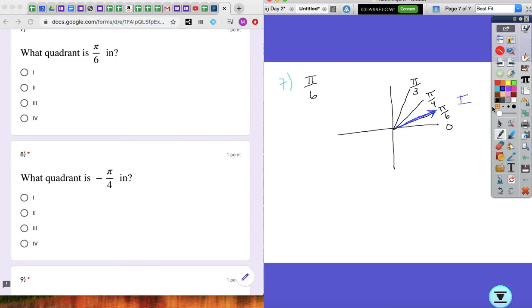Now, let's say you were like, I don't want to deal with radians, I much prefer degrees. Then just multiply by 180 over pi, and those pi's are going to cancel, and you're just going to have 180 divided by 6. And when you do that, you're going to get 30 degrees. So this right here is a 30-degree angle. That's in quadrant 1.